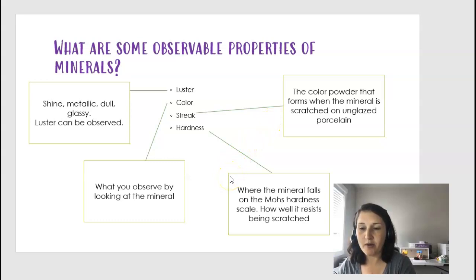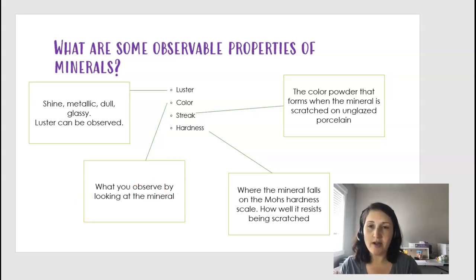These are observable properties of minerals. Hardness is another property that you can observe, but you need to do a test in order to observe it. It is where the mineral falls on that Mohs hardness scale. So diamond is a 10, it's the hardest mineral. Talc is a 1, it's the softest mineral. So talc can be scratched by any other mineral, whereas diamond can do the scratching. Diamond can scratch other minerals. So those are observable mineral properties.